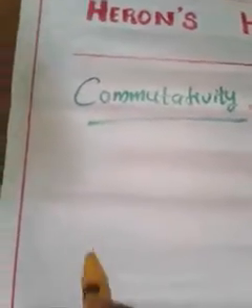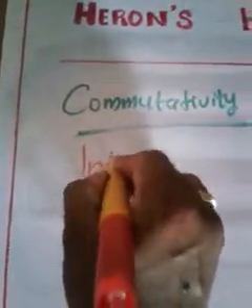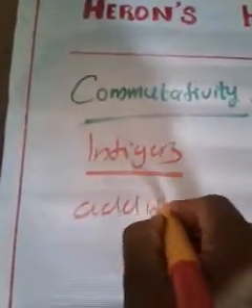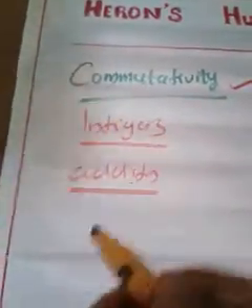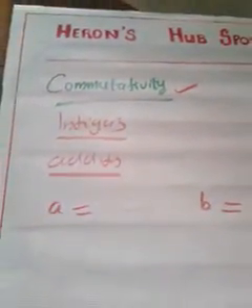Now we see the same property, commutativity, but this time under integers. Under which operation? Let me select addition first. In order to check whether addition is commutative in integers, we need two numbers a and b such that both a and b should be integers.